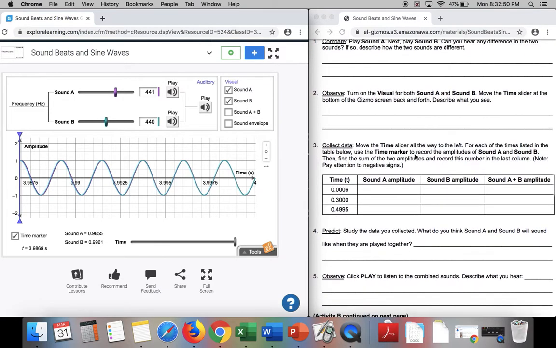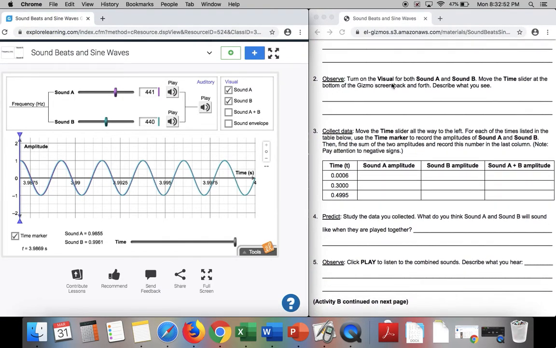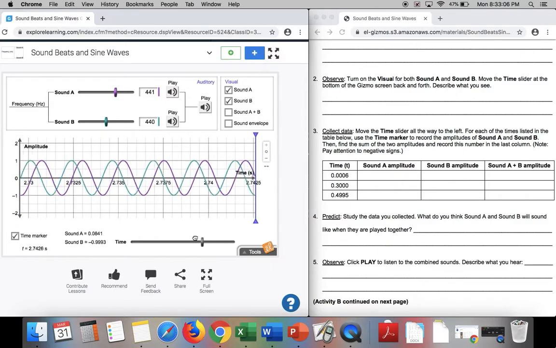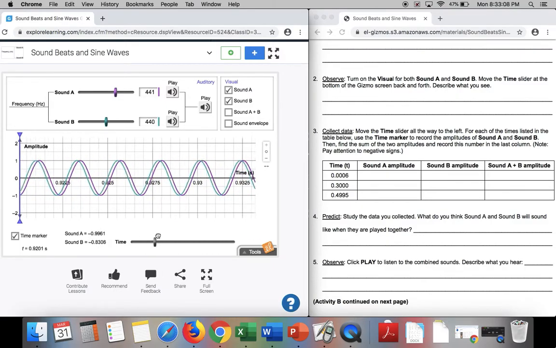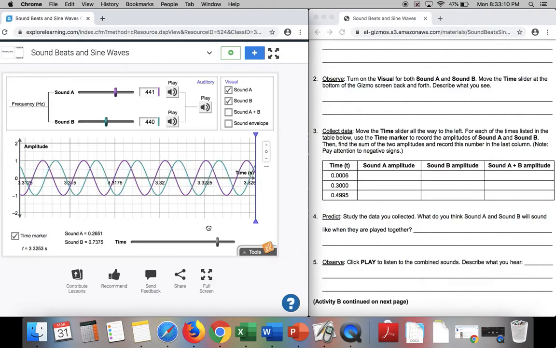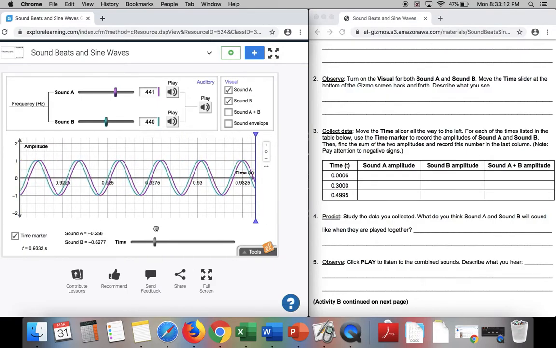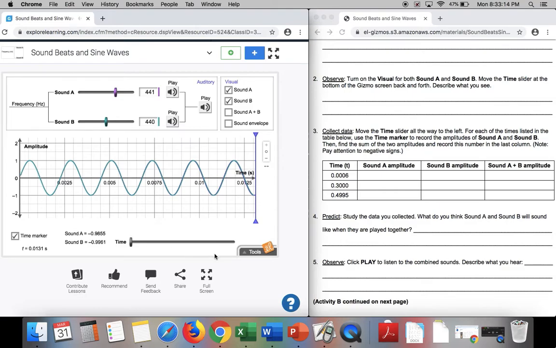Number two, we're going to observe. We're going to turn on the visual for both sound A and sound B, so make sure sound A and sound B are turned on. Move the time slider. So here we go, right here. Move it back and forth. We're moving it back and forth, and we're going to describe what we see. You may have to do that a couple times. Then describe what you see in terms of whether the waves are overlapping or not, and so forth.